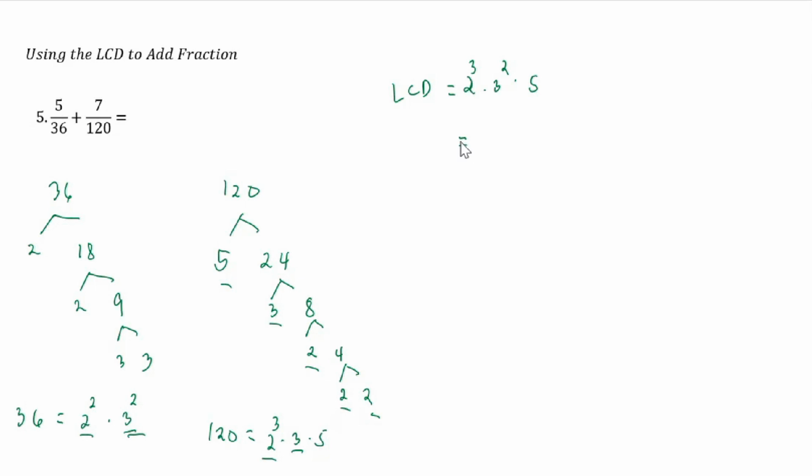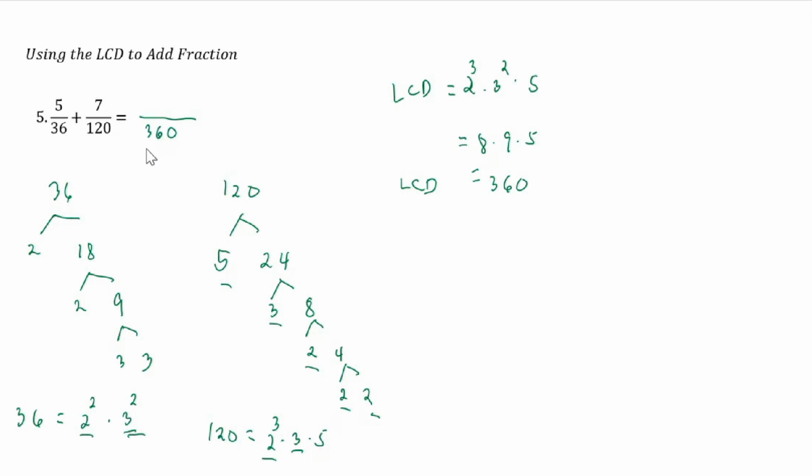So 2 to the third power is 8. We have 8 times 9 times 5. So what's the product for that? It gives us the product of 360. So this 360 is what we call the LCD, or the least common denominator. So to solve for this, we are going to write here the LCD of 360.